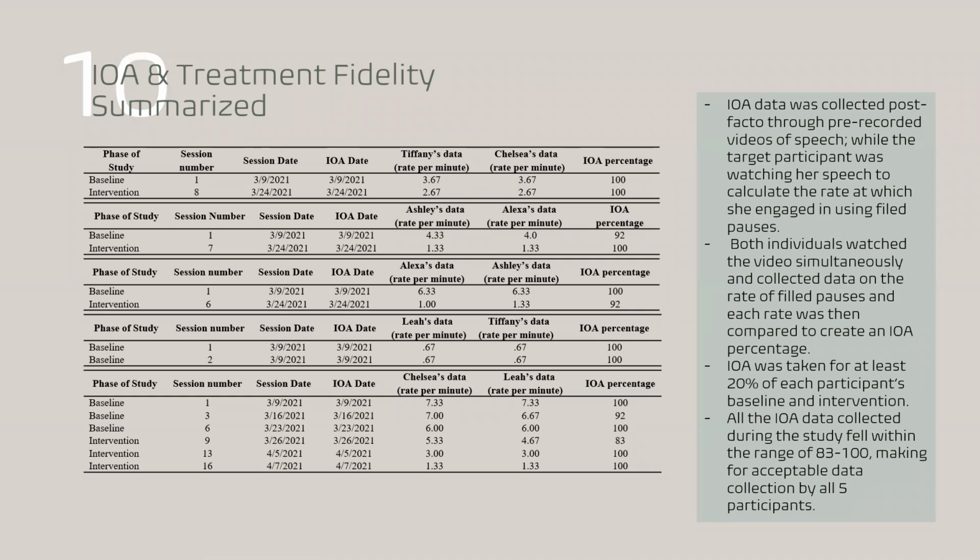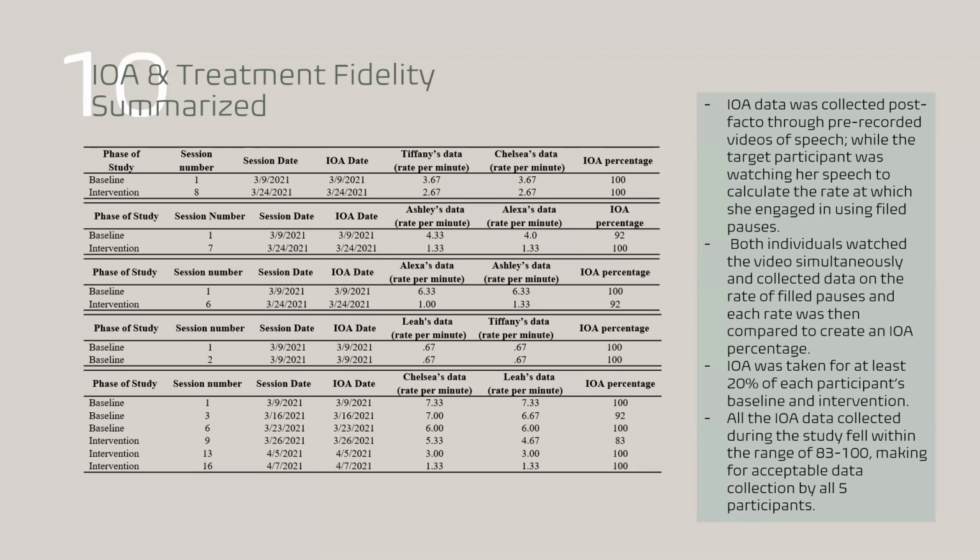So here we have an APA style table that summarizes all the group's IOA for baseline and for intervention. To collect data for IOA, our group used an interval by interval data collection system for both baseline and intervention. The participant and the observer collected data simultaneously by watching pre-recorded videos of the speeches. IOA was taken for at least 20% of each of the participants' baseline and intervention data.